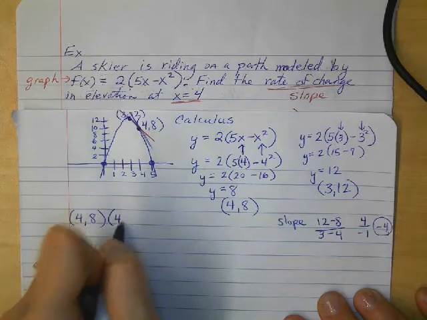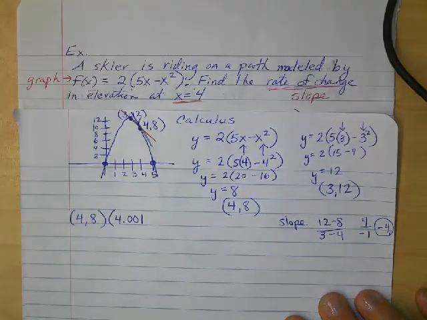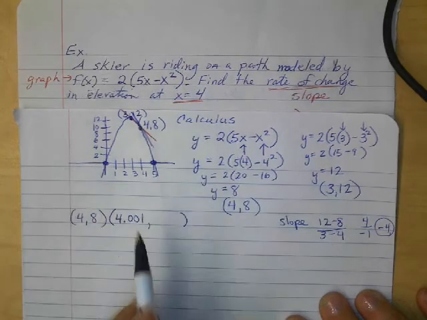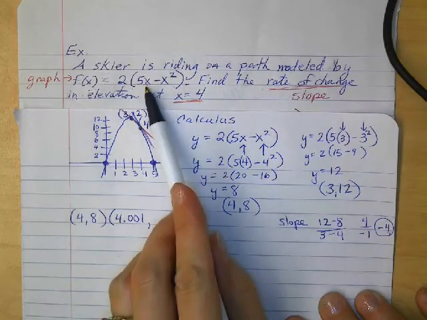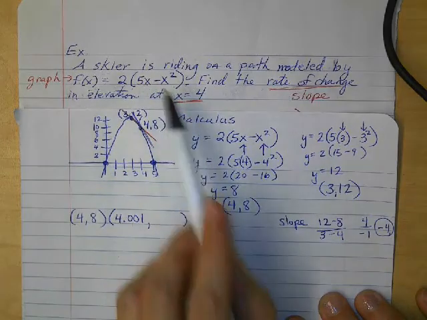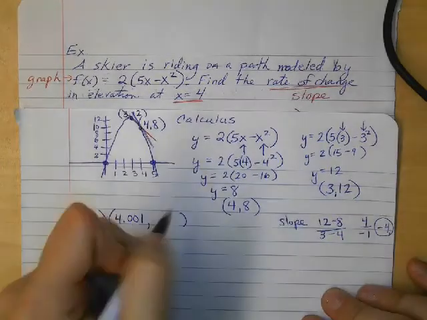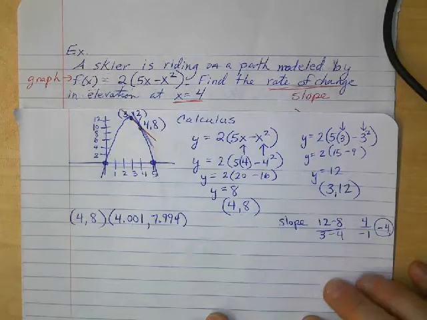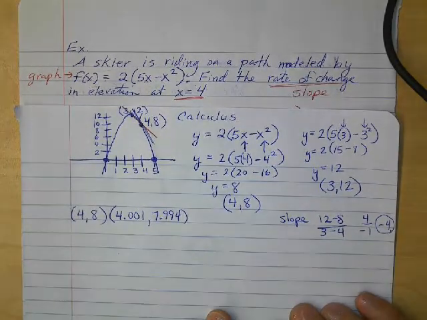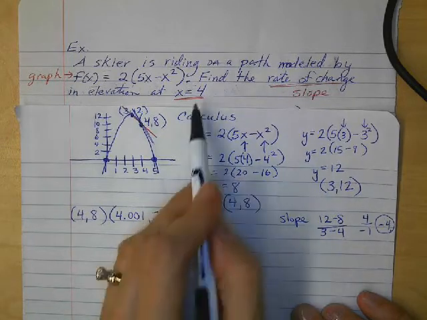Like how about 4.001, something really, really close to 4, and find the slope between those points. So grab a calculator, and for the x in the problem, plug in 4.001 and do the math. And we did that earlier, and we got 7.994. That's really, really close to 4, and that'll be a really good estimate of what this rate of change is at x equals 4.